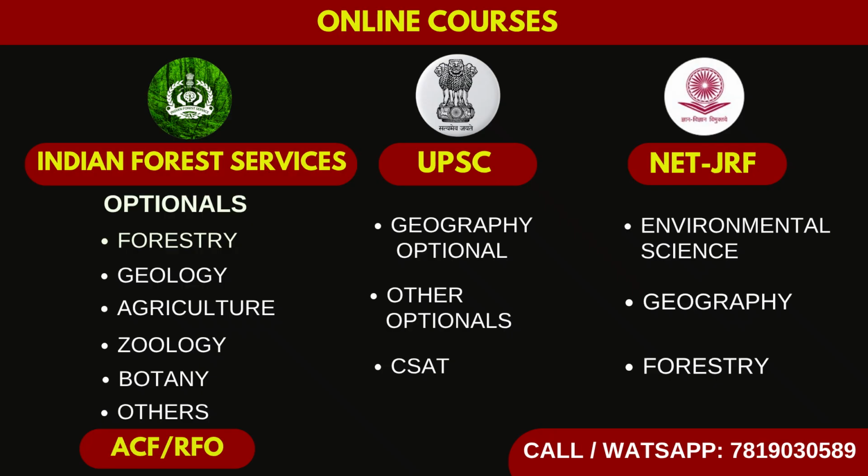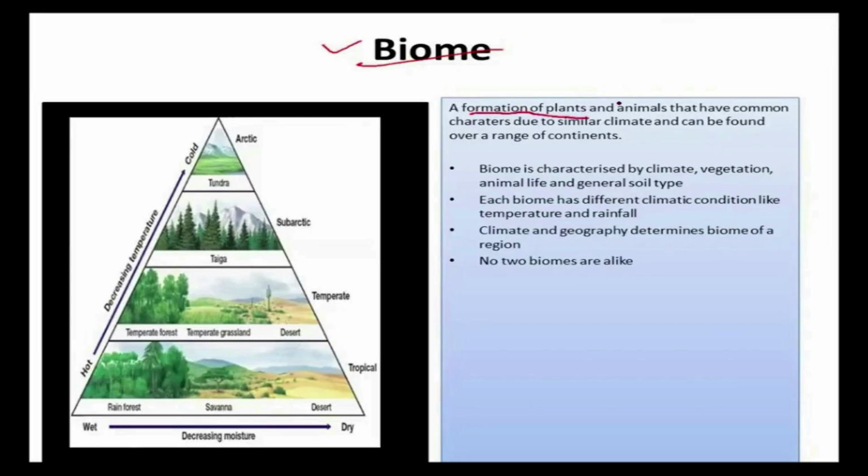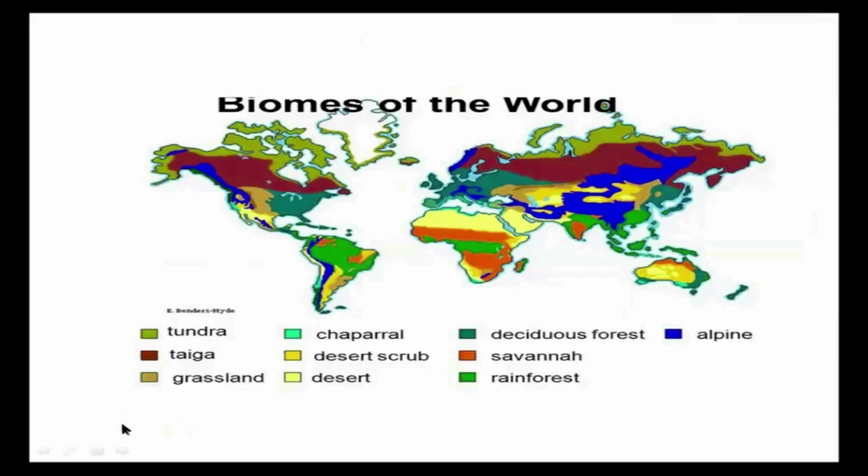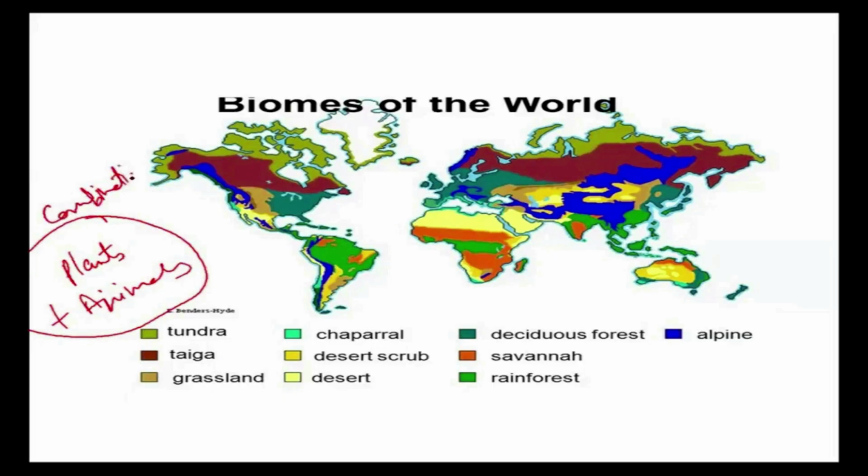Gitanjali. Today's topic is biome. A biome is the formation of plants and animals that have common characters due to similar climate. We will understand it with an example. So this is the map of the world. Biome means the plants plus animals, their combination will be found everywhere wherever they are getting the right condition.